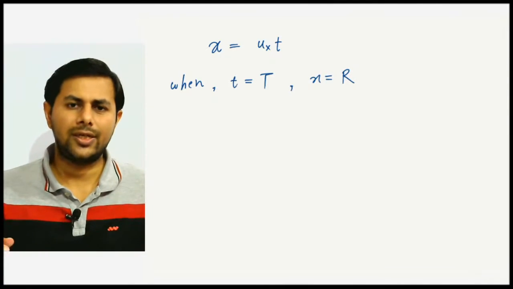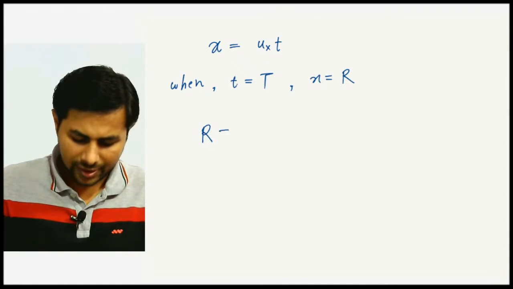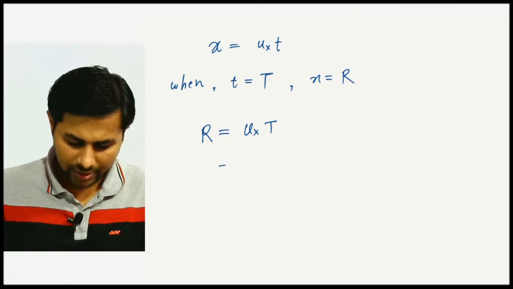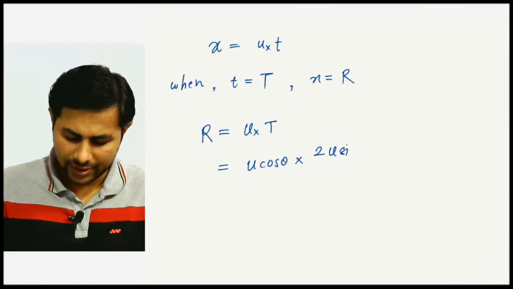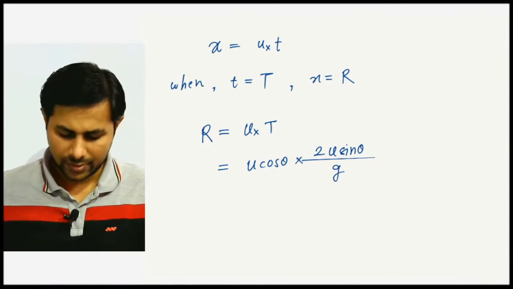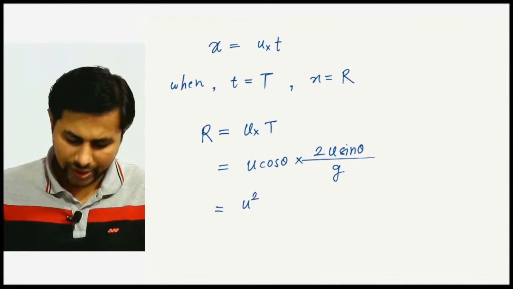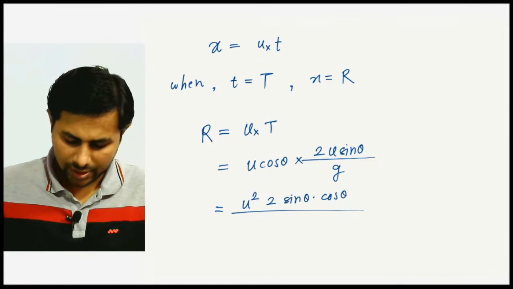It will be the horizontal range of the projectile. Okay, so we get R equals u_x times capital T. And what is u_x? u_x is u cos theta, and we found that T is equal to 2u sin theta over g. So if we multiply this out, we get u squared multiplied by 2 sin theta cos theta divided by g.